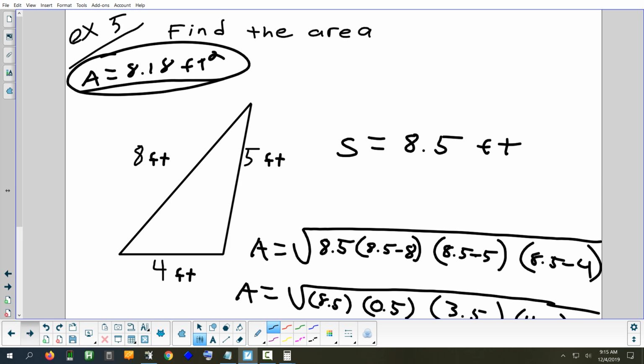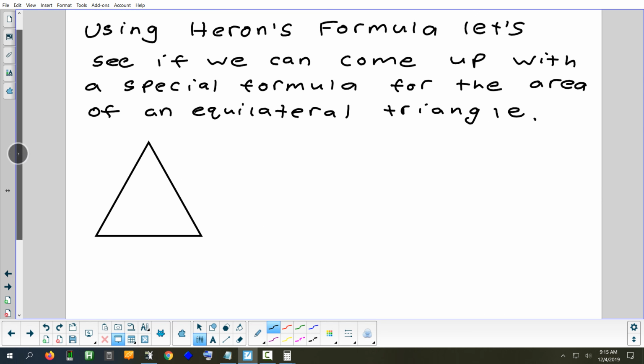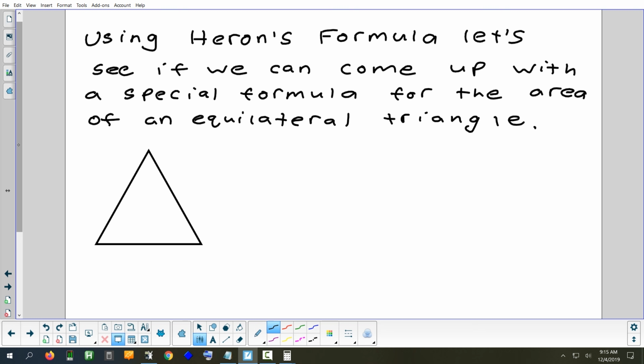All right. So now you can come up with special formulas for every kind of triangle, right? You could come up with a formula to find the area of an isosceles triangle. You could come up with a formula for anything. We're going to come up with one more. So I want to see if we can get a formula for the area of an equilateral triangle.